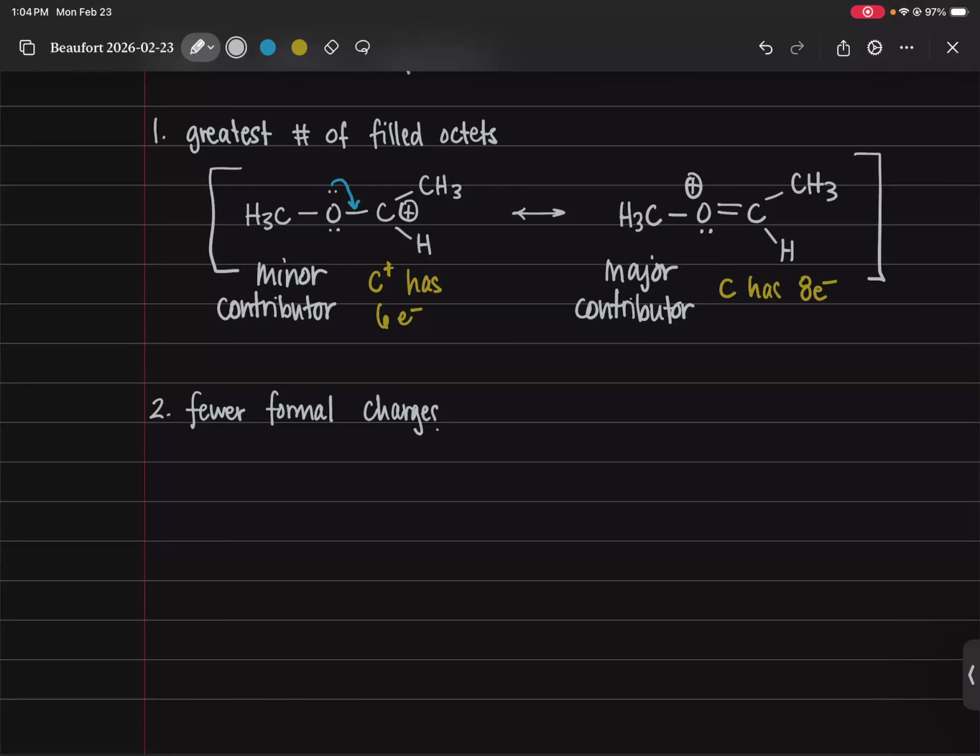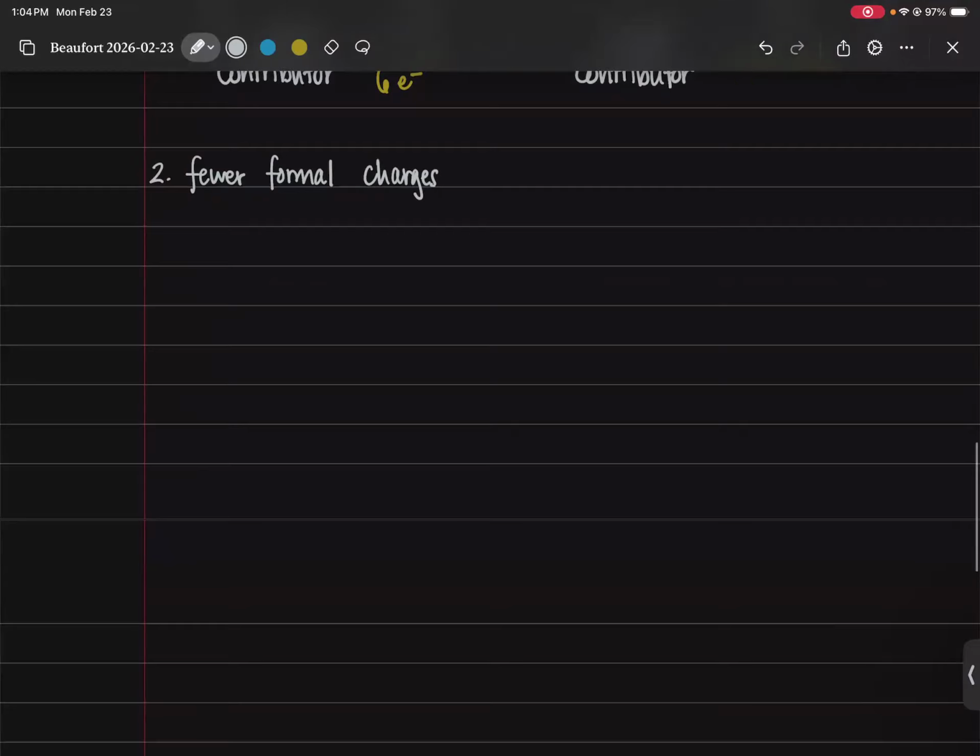The next rule is, all things the same with rule number 1, you want to have fewer formal charges overall. This molecule doesn't have any formal charges, so I'd say that's pretty good with this rule, but we can draw some other resonance structures of this. For example, like that.